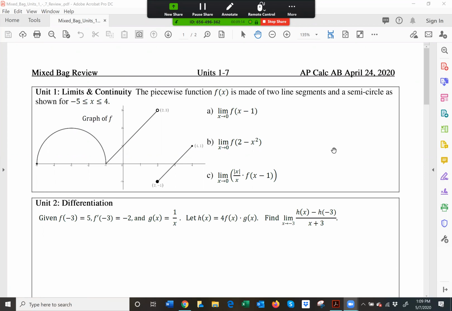So they give us a picture. They tell us it is f of x, and it's made up of two line segments. So part A, the limit as x goes to 0. A lot of people would be tempted to plug in 0 and say, okay, well then what's f of -1? And they would get 0, which actually is the right answer, unfortunately, on this one.